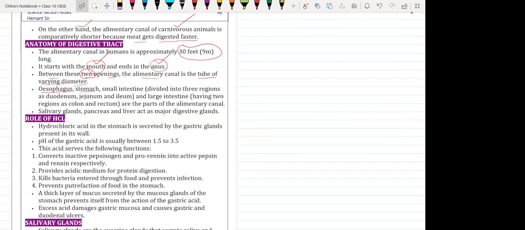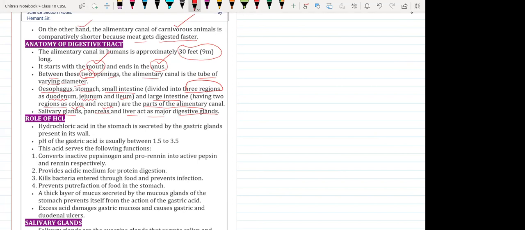Esophagus, stomach, small intestine, large intestine are parts of the alimentary canal. The small intestine is divided into three regions: duodenum, jejunum, and ileum. The large intestine has two regions: one is called the colon and the other is called the rectum. The salivary gland, pancreas, and liver act as the major digestive glands, secreting digestive enzymes for the digestion of different types of food.